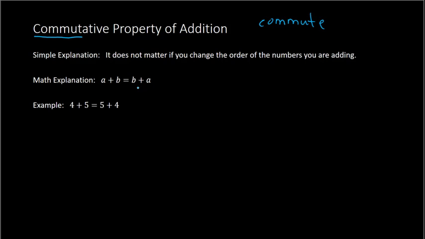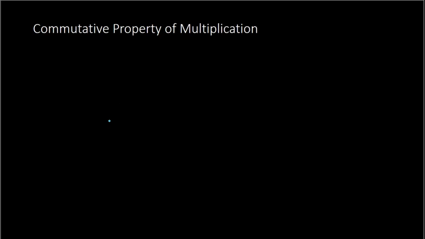With actual numbers, we can say 4 plus 5 equals 5 plus 4. That is a true statement because the order of the numbers does not matter when you are adding. So we can move the numbers around or commute the numbers and still have the same answer. Now the commutative property also is true for multiplication.